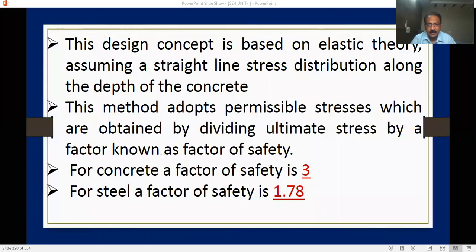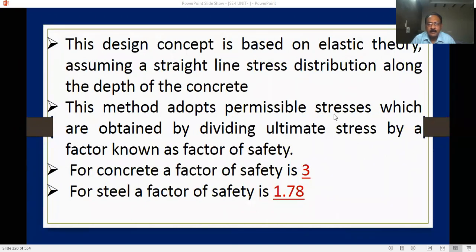Here, factor of safety is considered for stresses, not loads. Permissible stresses in design, we will take these permissible stresses by dividing by this factor known as factor of safety. For concrete, we will take it as in the working stress method. Generally, this is 0.3, right? And for steel, what is the factor of safety? Sometimes you may be asked in competitive examinations also.